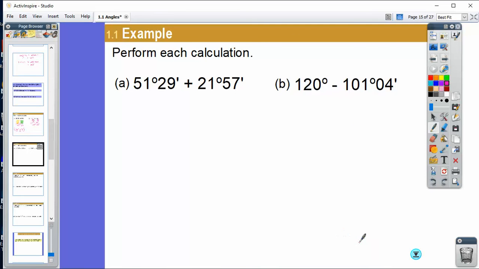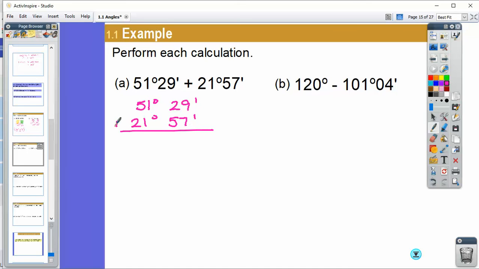You guys should try these. Okay, so the first one, add your minutes. 29 plus 57 gives you 86 minutes. 72 degrees. Is that okay for your final answer? No, since it's bigger than 60, you take away 60 of those and turn them into a degree. So you get 73 degrees, 26 minutes.